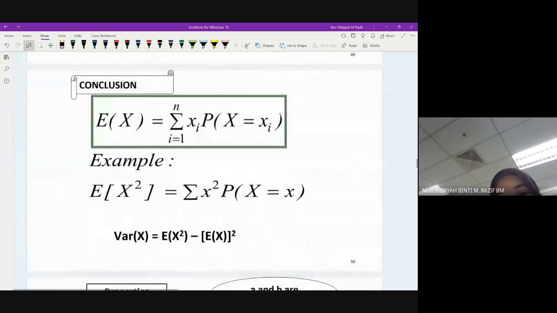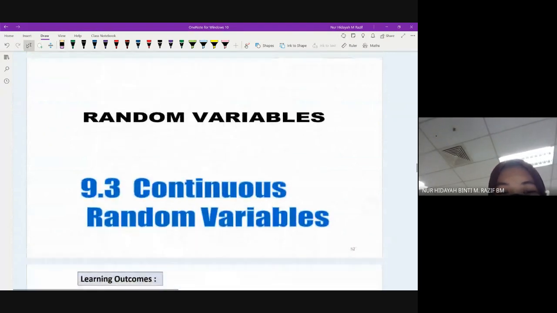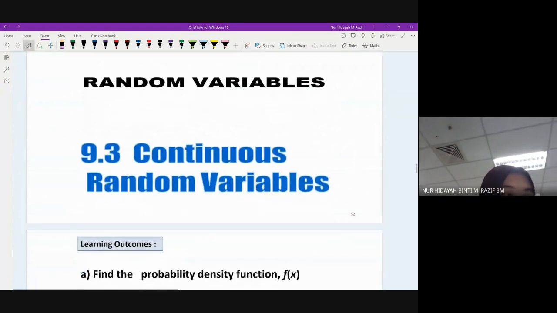Okay, so exercise macam biasa, that is for you to try by yourself. That is the recap of the property. So let's move on to 9.3. Jadi untuk subtopik 9.3, kalau 9.2 kita dah tengok discrete random variable. Now we are going to take a look at continuous random variable.